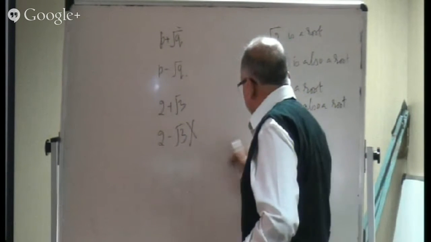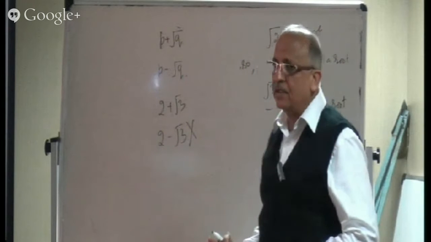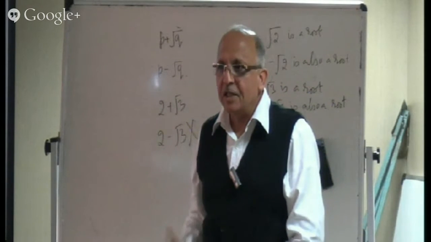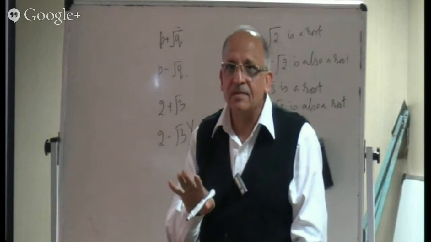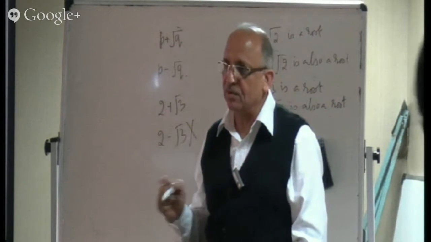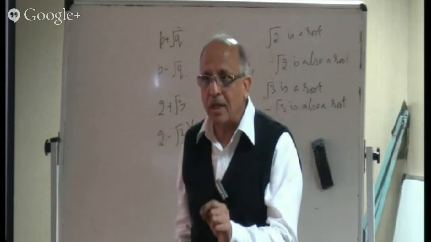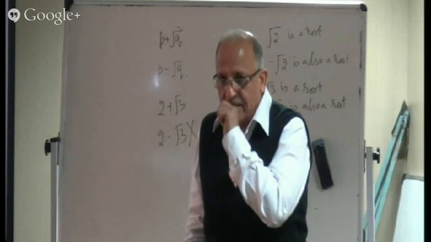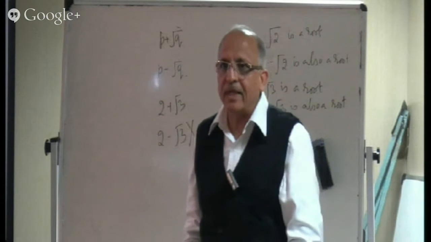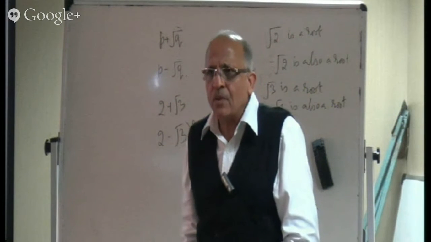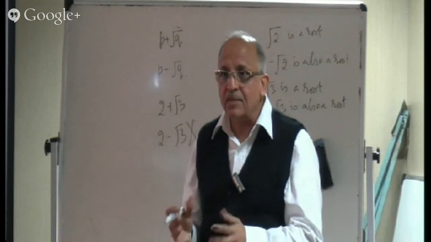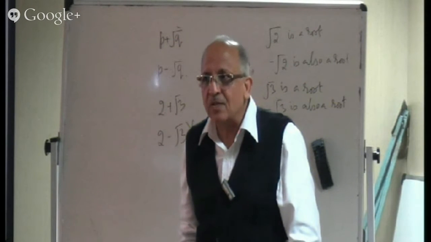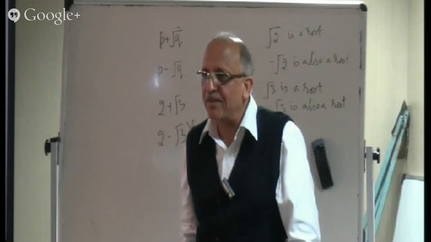That means if your equation is to have rational roots, then it must have at least 4 roots, given that root 2 and root 3 are the roots. If root 2 is a root, then minus root 2 should also be a root. If square root of 3 is a root, then minus square root of 3 should also be a root. So at least 4 roots it must have. And if an equation has 4 roots, then its degree must be at least 4.